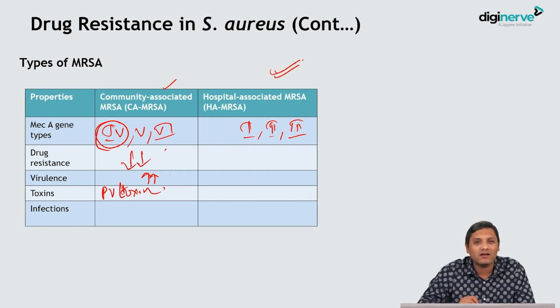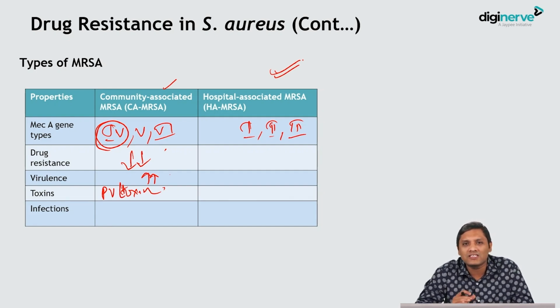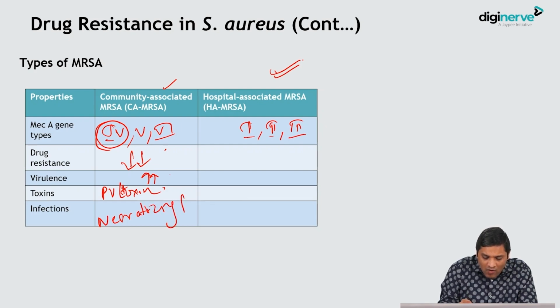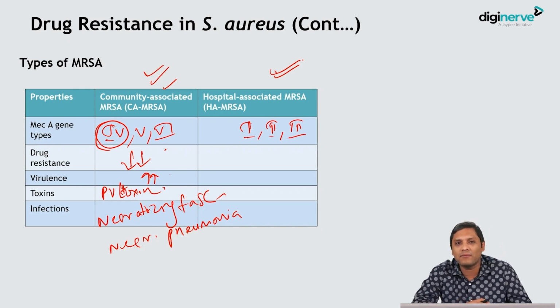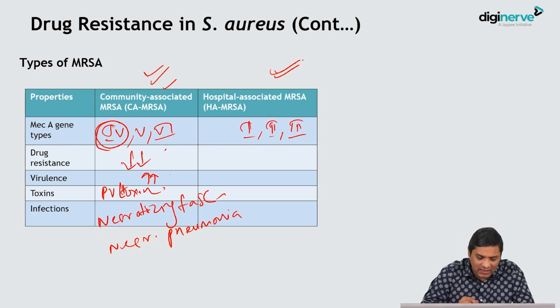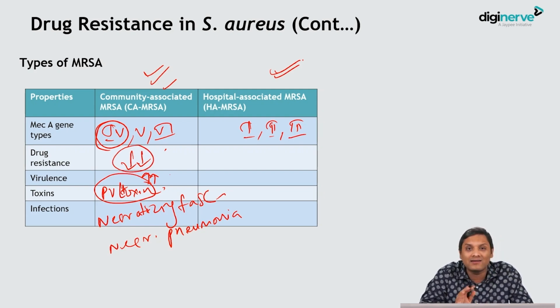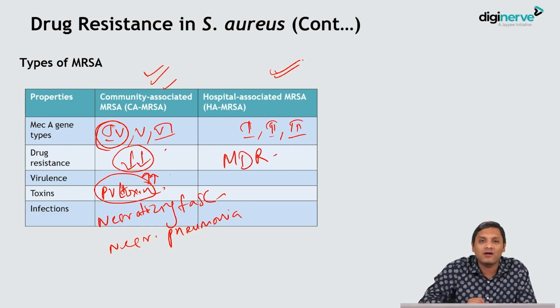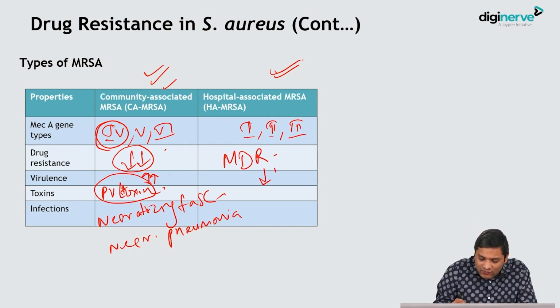PV toxin, that is Panton Valentine toxin, is more expressed by community associated MRSA strains, and they are responsible for various infections such as necrotizing fasciitis, necrotizing pneumonia and other infections. So CA-MRSA strains appear to be more virulent than hospital acquired MRSA strains because they express more virulent toxins like PV toxin. However, they are less drug resistant. In contrast, the hospital strains of MRSA are multi-drug resistant, but they are less virulent.